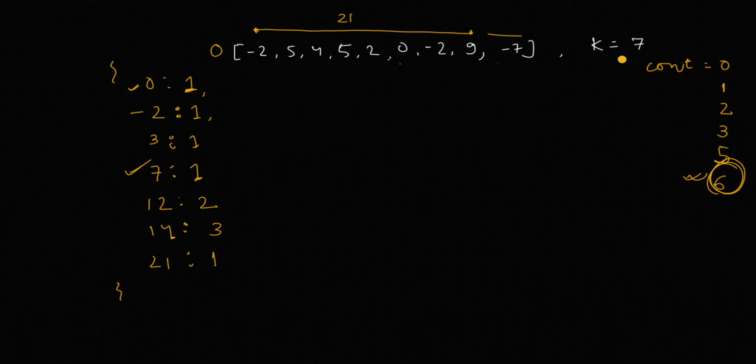So now, what have we learned so far? At every point, we try to keep the running sum. We subtract the value of k from the running sum. We see if we have encountered that value before, and if we have, how many times. We use this number of times and add it to the count that we have. That is how we get the final count. So now let's start coding.